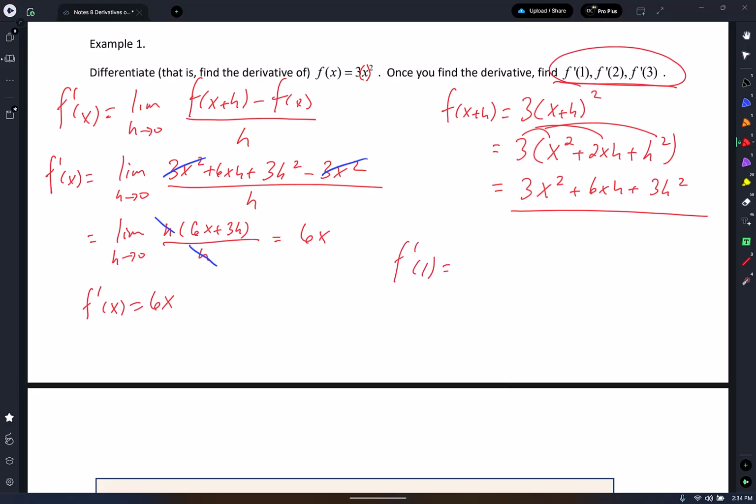I'm going to find all the 3 that they told me to find. f prime of 1, 6 times 1, 6. f prime of 2, 6 times 2, 12. f prime of 3, 6 times 3, 18. What do you guys think? Not bad, right? Say it again.